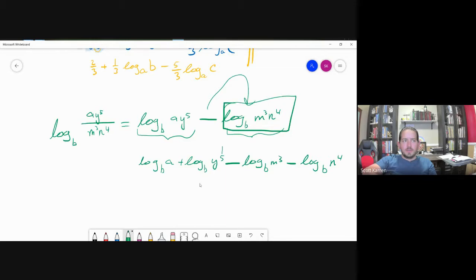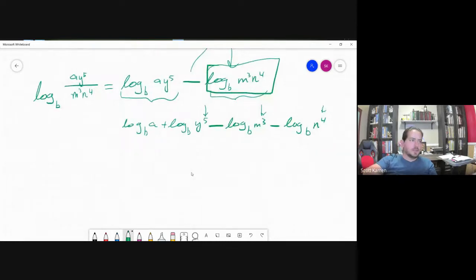I have some exponents that I can take out front, so I will. And that'll be the last thing that I can do here. So in the end, this turns into the log base b of a plus 5 log base b of y minus 3 log base b of m and minus 4 log base b of n. And they're broken up, and I'm done.